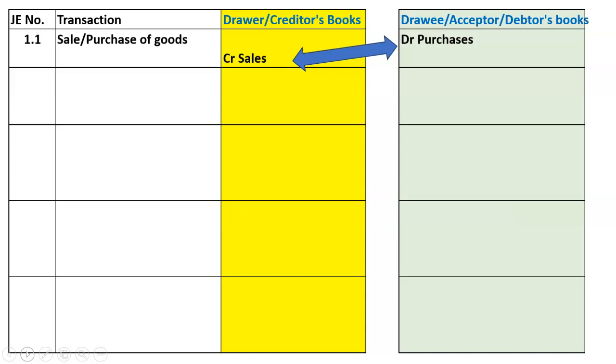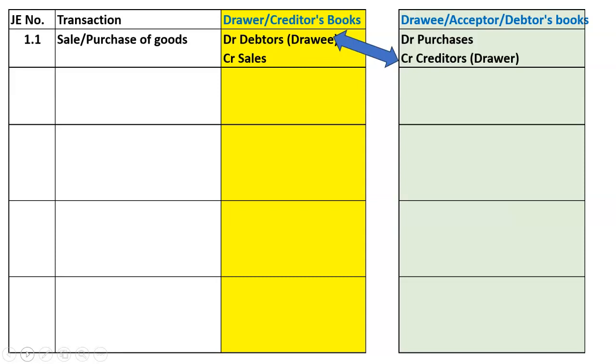These entries are still incomplete as one part of the entry is missing. In the drawer's books, apart from increasing sales, he is increasing his debtors or receivables for the money he has to receive from the drawee or the purchaser. Debtors or receivables are current assets. Therefore, an increase in asset is a debit. Similarly, for the drawee or the purchaser, it is just the opposite. He has a liability to settle this amount for the goods he purchased. Therefore, it is an increase in his liabilities. An increase in liabilities is a credit.